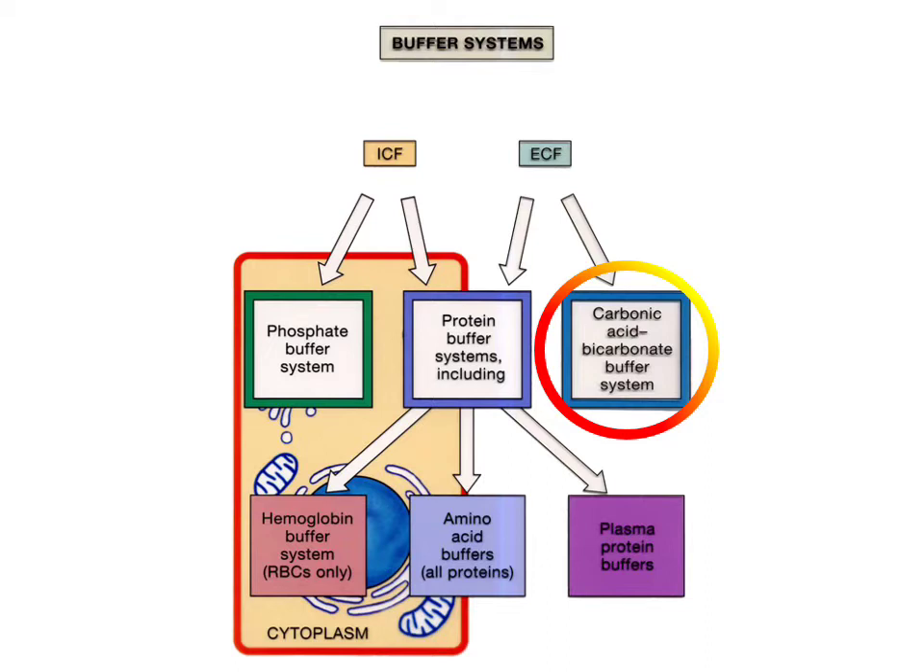So that's another one. And then I have this next one circled, because it is the single most important buffer system in the body. And that's the carbonic acid bicarbonate buffer system. Okay, without it, we couldn't live. Life wouldn't be possible. So we'll be focusing primarily on this one buffer system. All right.